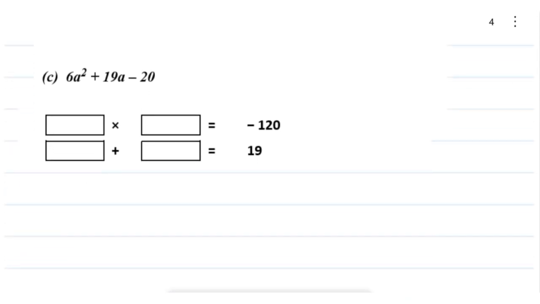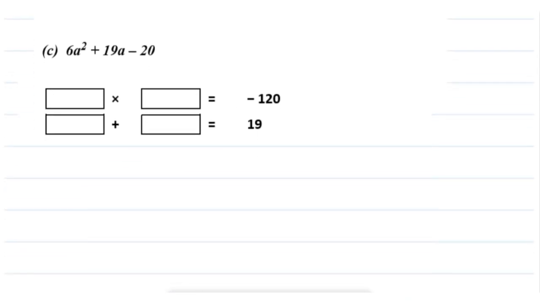Now there is another example. In this example, you can see the number is not only with the last one and the middle term, but there is also one with the first term. So what we do is multiply these two numbers, 6 times -20, and this gives us -120. So we're looking for numbers whose product is -120, and also whose sum is positive 19.